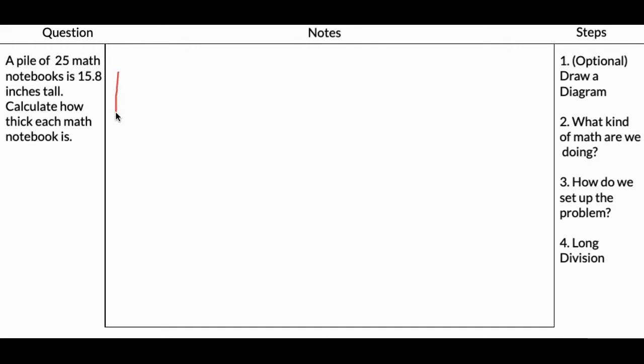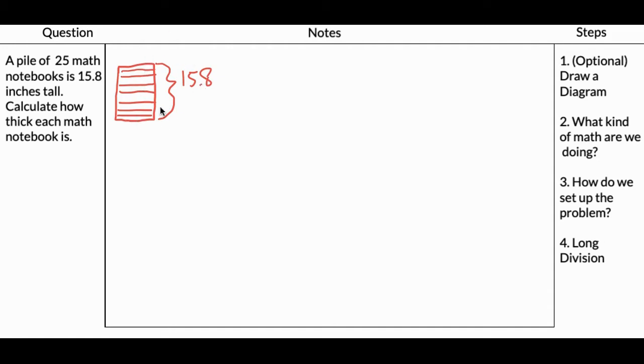So in this case here, I'm going to think of a stack of books. I know that there are 25 total books. I'm not going to draw each and every line, but I know that there's 25 stacked on top of each other. Now I know that the total height is 15.8, and there are 25 of these books on the inside.